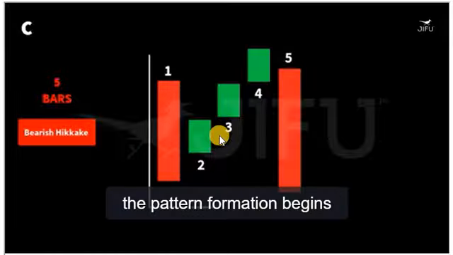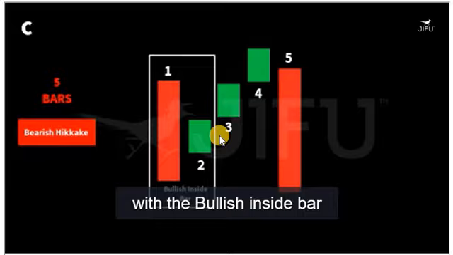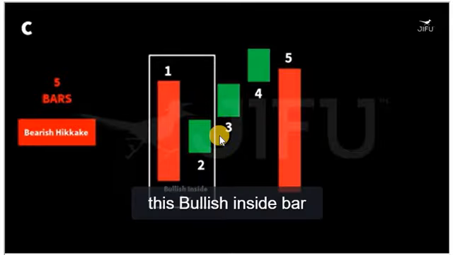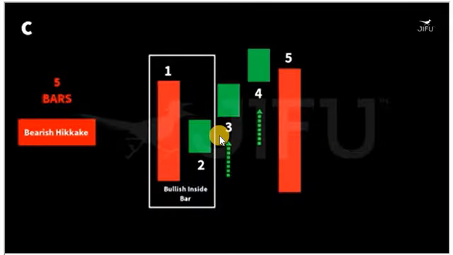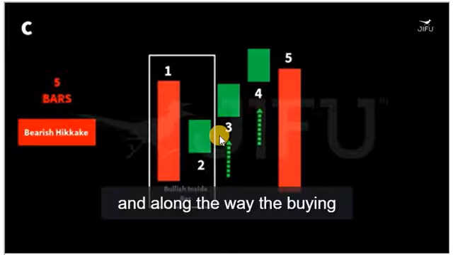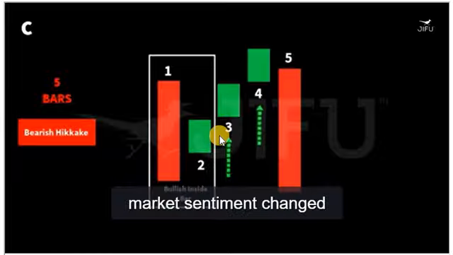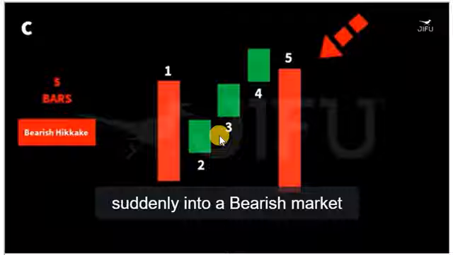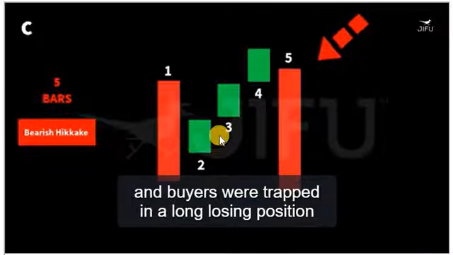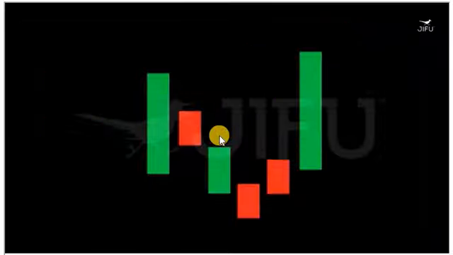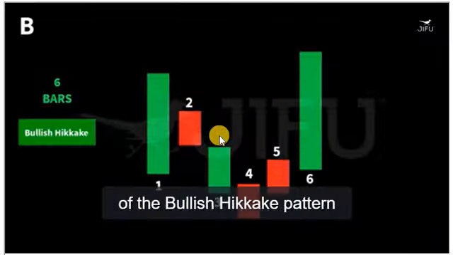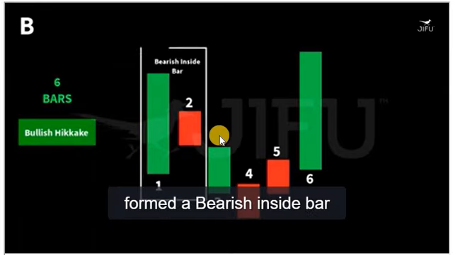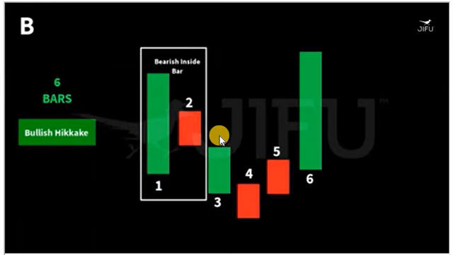The pattern formation begins with the bullish inside bar. This bullish inside bar deceived traders to buy. And along the way, the buying market sentiment changed suddenly into a bearish market, and buyers were trapped in a long losing position. While pattern B, which is the 6 candlesticks formation of the bullish Hikaki pattern, formed a bearish inside bar.